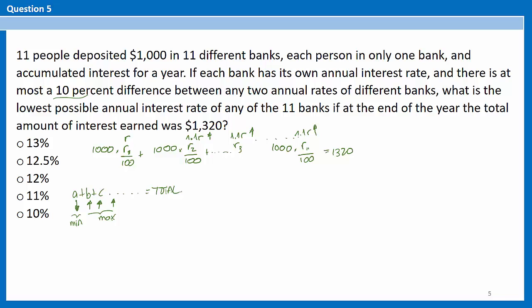Okay, so since they all are in terms of R, I can factor out R, right? That would be R times 1,000 over 100, which is 10, plus 1,000 over 100, which is 10, times 1.1, which is 11, plus 11, plus 11, and so on. Now, how many times? 10 times.